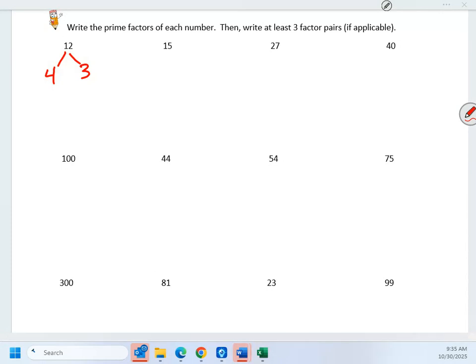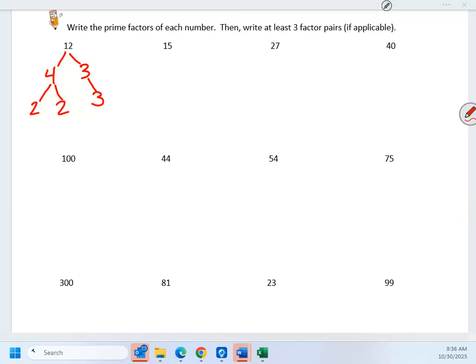Now, I need to break it down even more. Can I break 4 down? Jack, into what numbers? 2 and 2, right? 2 times 2 is 4. Can I break my 3 down? No. 3 is a prime number. I can't break it down anymore. So I'm just going to bring that 3 straight down. See how I'm kind of making it look like that Christmas tree? It's getting bigger and bigger as I'm breaking down my primes.